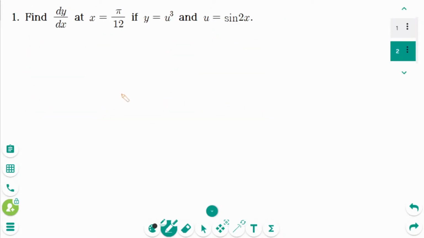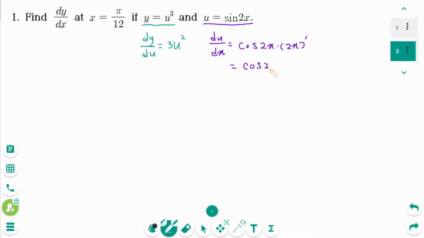This is the first question. Y equals u cubed, so dy du equals 3u to the power of 2. U equals sine 2x. Then du dx equals, use the chain rule, cosine 2x times 2x prime, which is cosine 2x times 2x prime, and 2x prime is 2. The final answer is 2 cosine 2x.